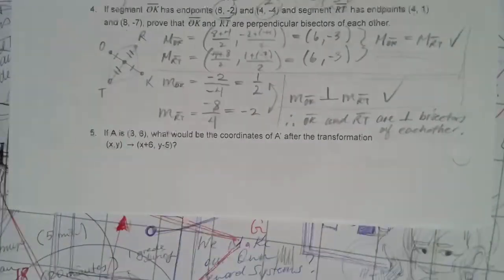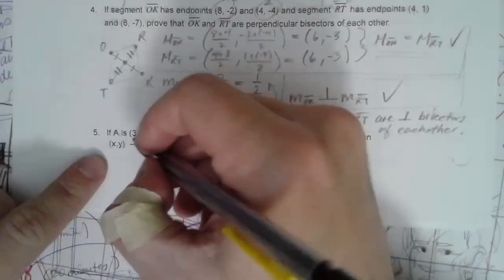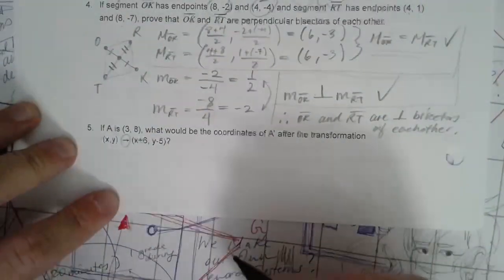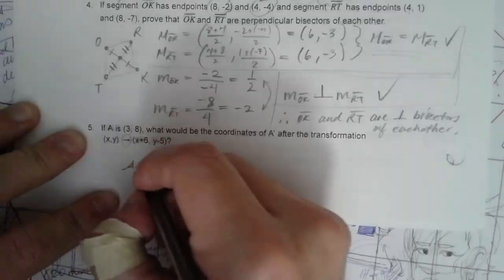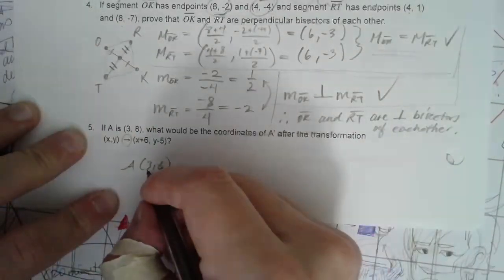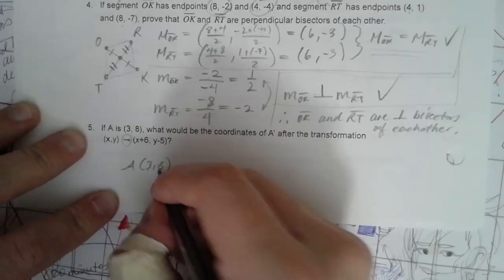If A is 3, 8, what would be the coordinates of A prime after the transformation xy moves to, and this reads like moves to or goes to, transforms to, x plus 6, y minus 5. So in order to know this, we'll just take A at 3, 8 and add 6 to x and take away 5 from y.